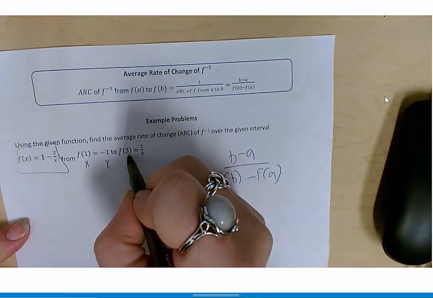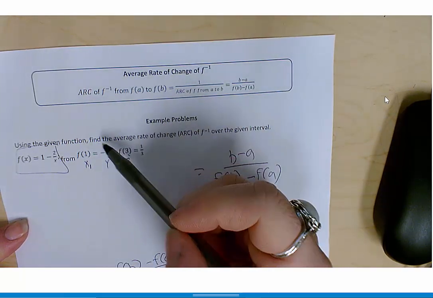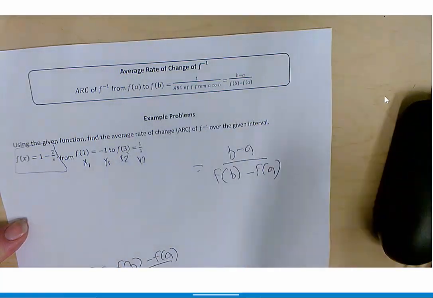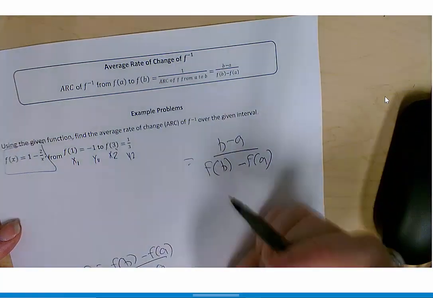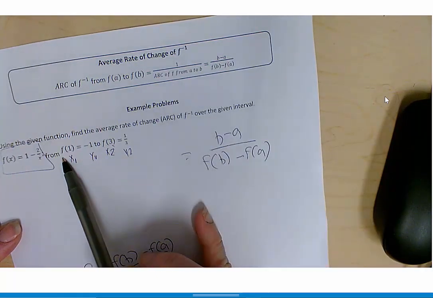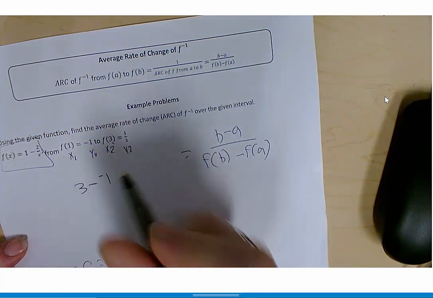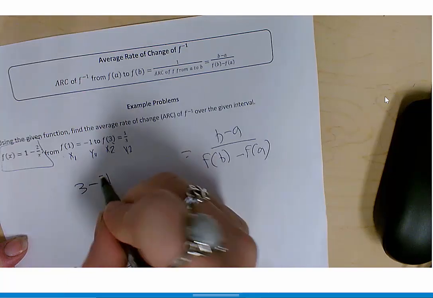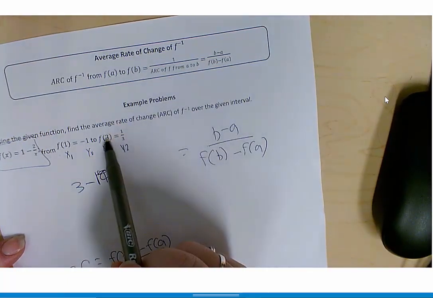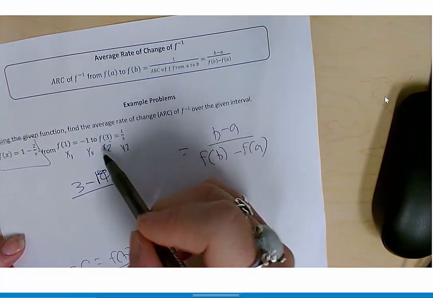We also have a secondary x value. So let's call this x1. This is x2. When we plug in this x, we get this y. When we plug in this x, we get that y. So when we plug that in here, b minus a, think of that as x2 minus x1. That's going to be a 3 minus a 1, I'm sorry, a 3 minus the 1. Over f of b.